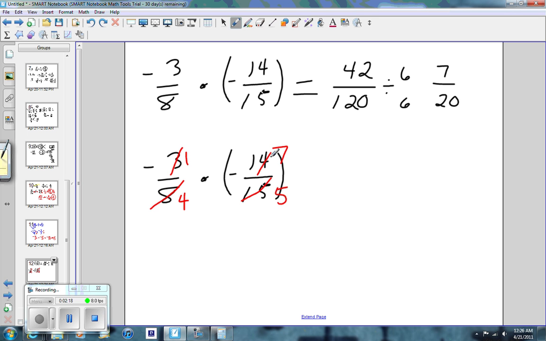And now 1 times 7 is 7. 4 times 5 is 20. And you get right to your answer nice and quick. You don't have any large numbers to work with. But either way, it's going to work out just fine. You don't have to reduce ahead of time. Reducing these, by the way, does work also top to bottom. You can reduce that way if possible. Either across or top and bottom, numerator denominator.